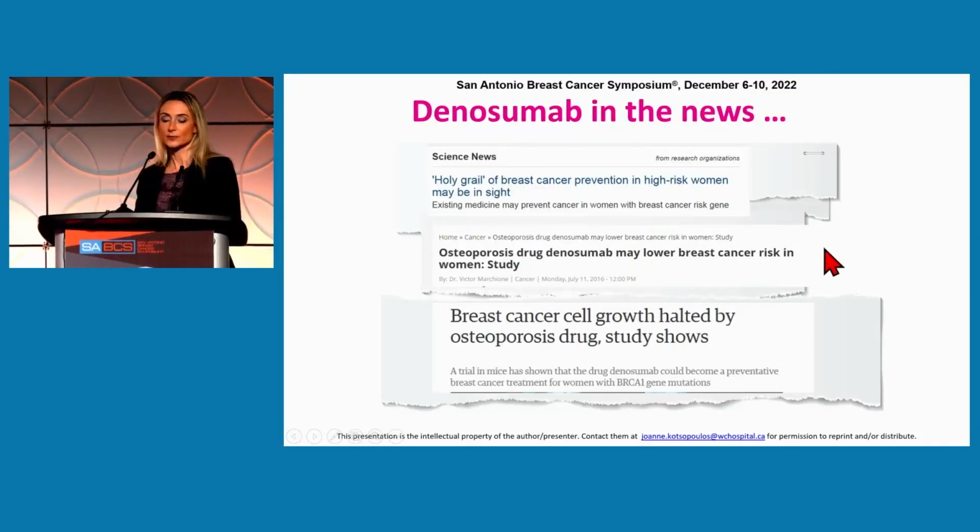And so there has been a lot of interest in repurposing drugs such as RANK ligand inhibitors, and in particular the use of denosumab, a drug that's been around for a while. It's used for the treatment of osteoporosis. And so there is one clinical trial underway and a lot of interest in the use of this drug to prevent BRCA1 associated cancer and provide a more evidence-based approach for chemoprevention in these women.